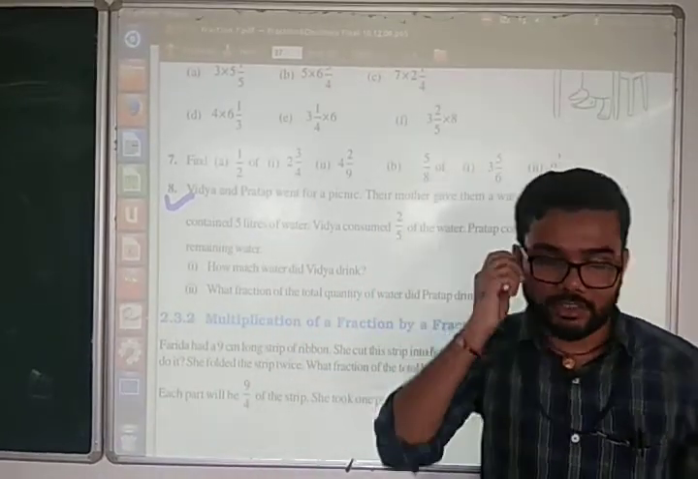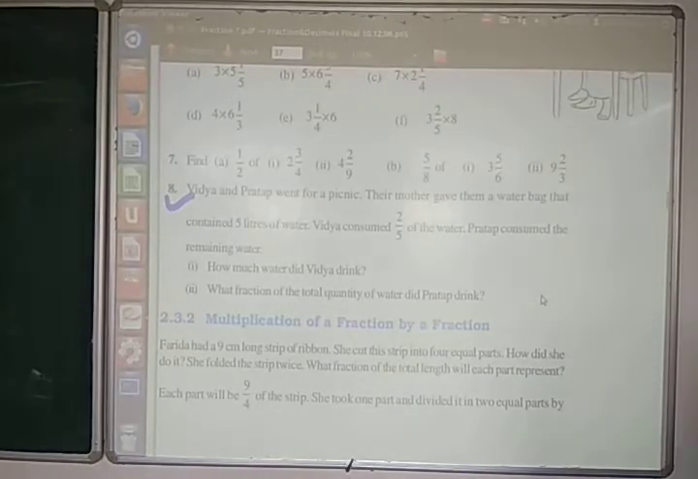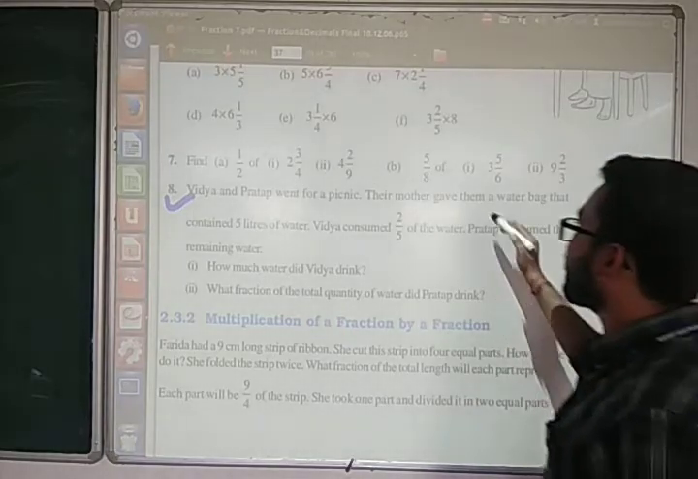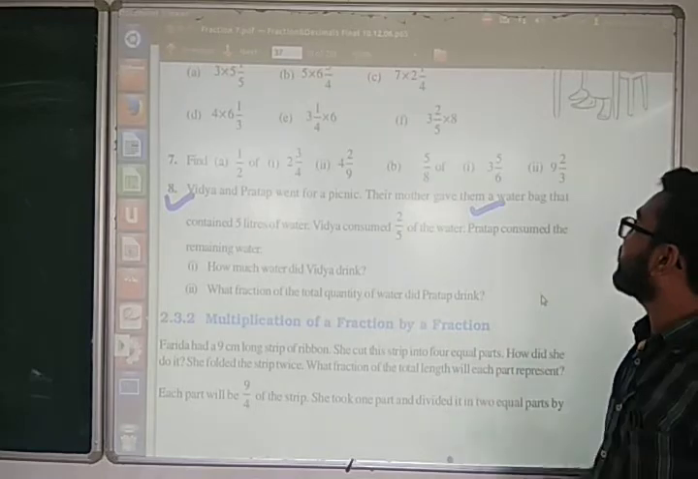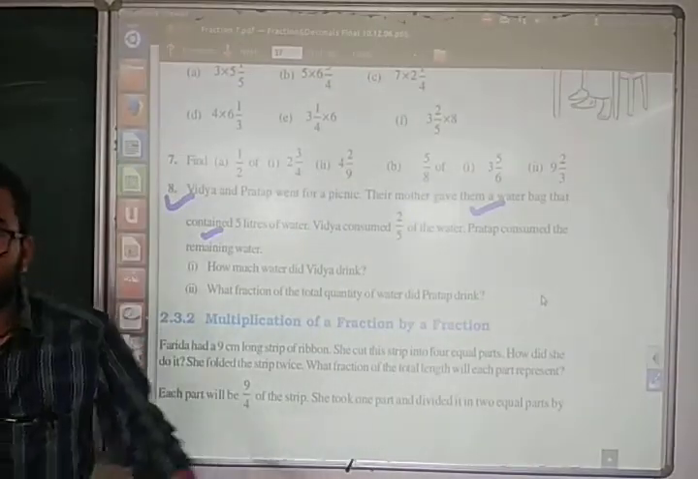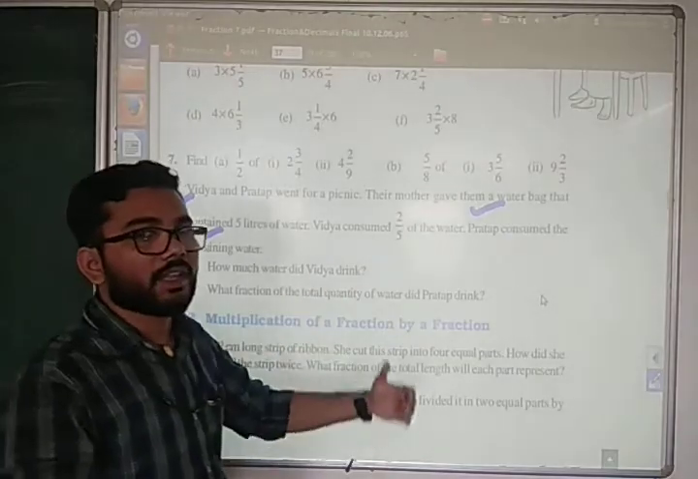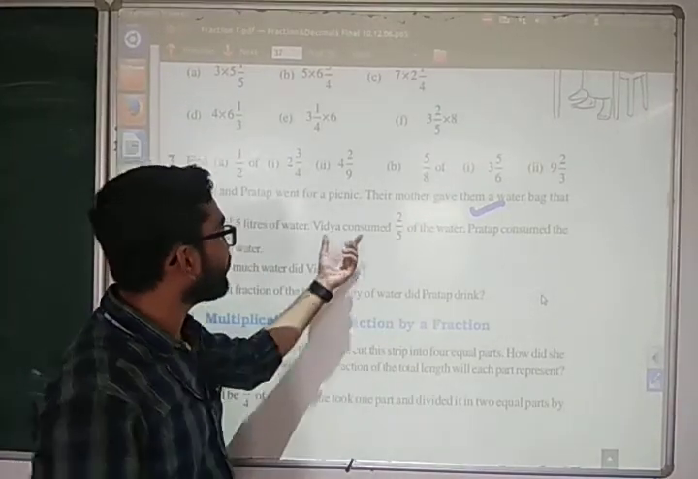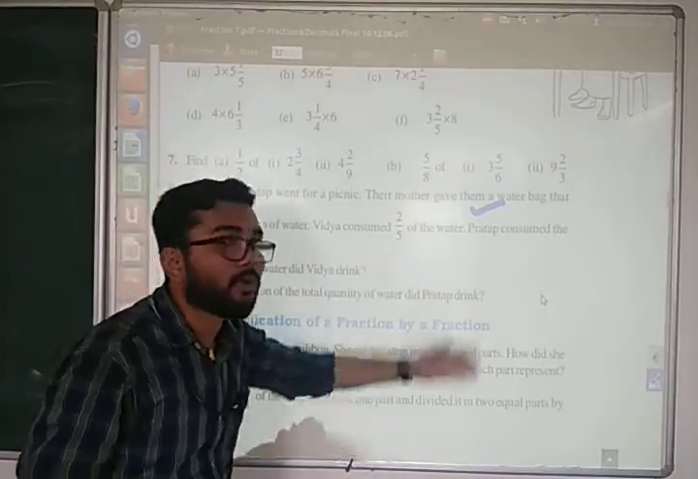Okay, in the question it is given that Vidya and Pratap went for a picnic, and their mother gave them a water bottle that contained 5 liters of water. Vidya consumed 2 upon 5 of the water.